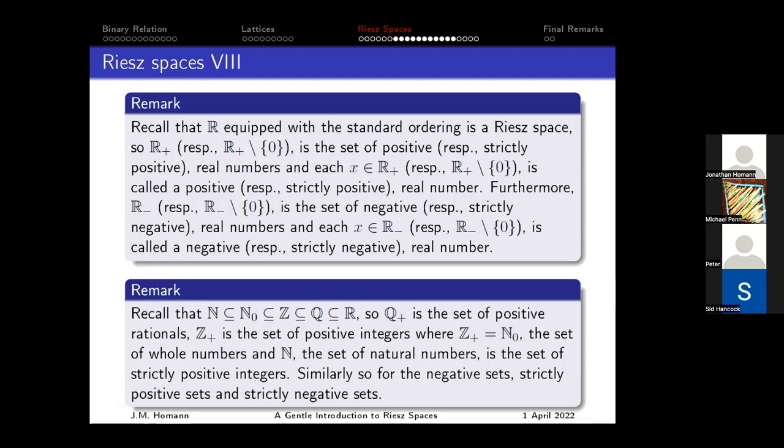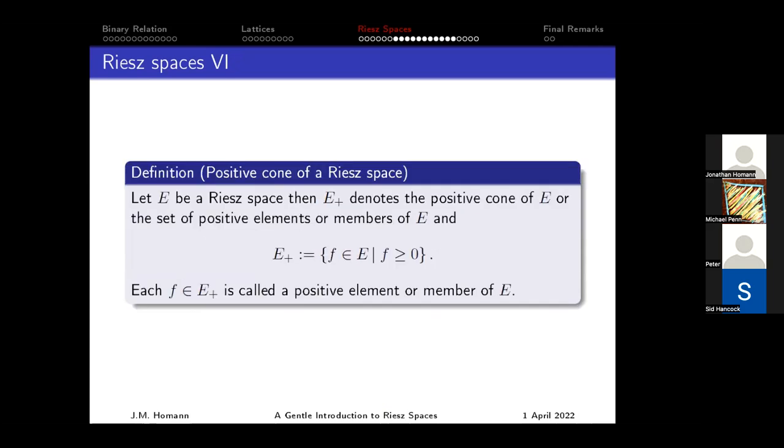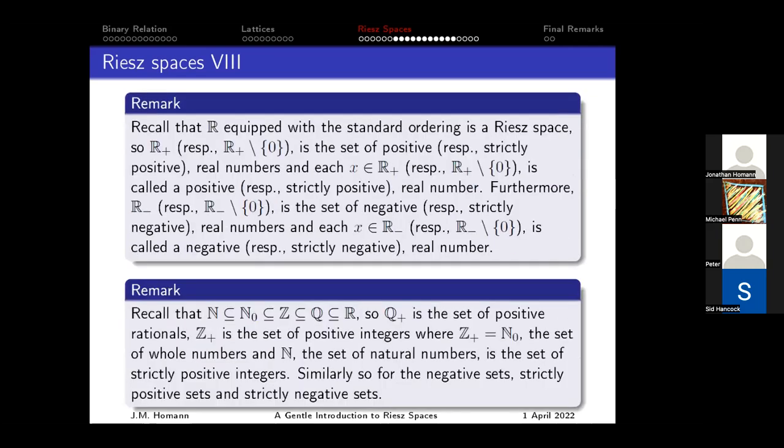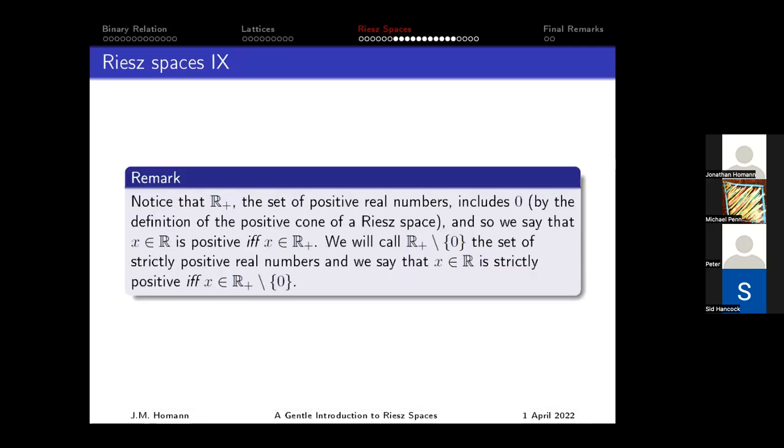And so R plus is the set of positive real numbers. So R plus is the set containing real numbers which are greater than or equal to zero. So with the Riesz space context, positive real numbers include zero and negative real numbers include zero, which is slightly different to our intuition. We often think of a positive real number to exclude zero. So in the Riesz space context, by defining the positive cone as this, and R is a Riesz space, we have that positive real numbers include zero. So that's important if we ever talk of a positive real number.